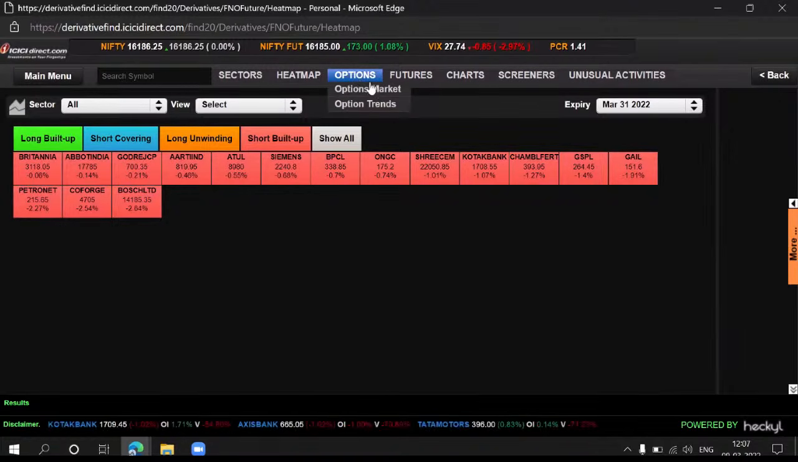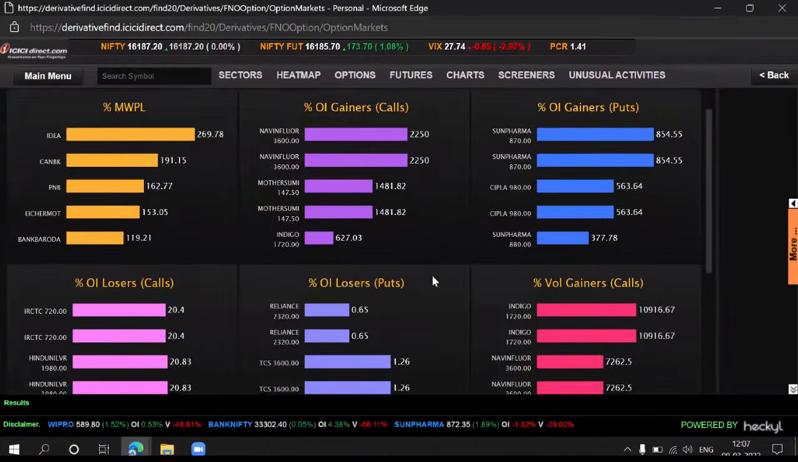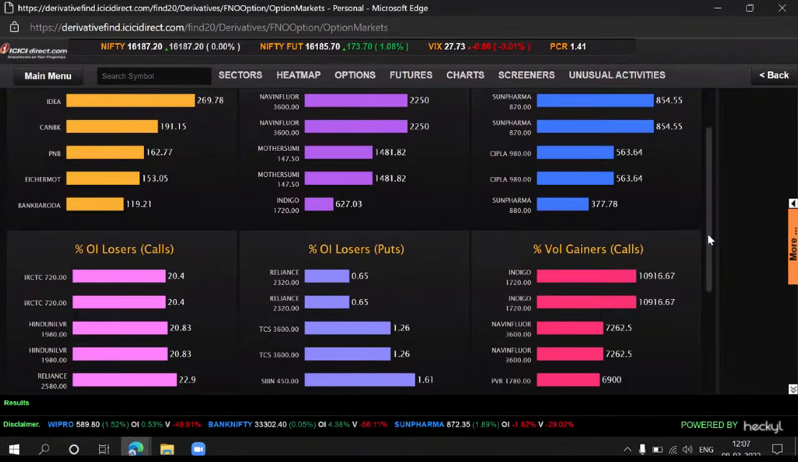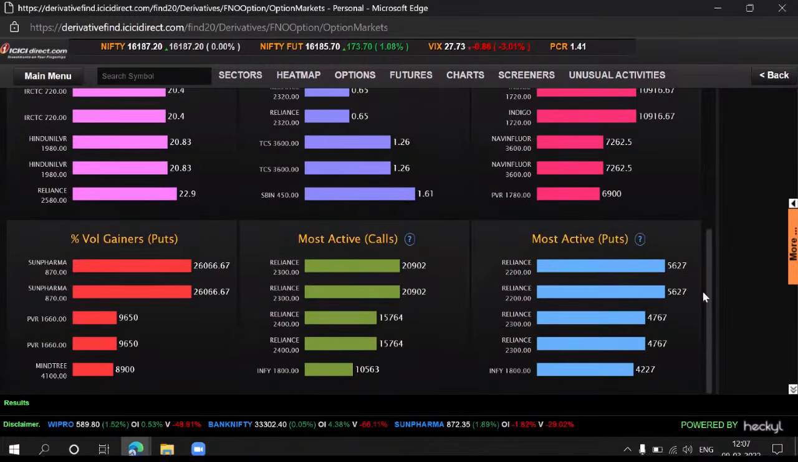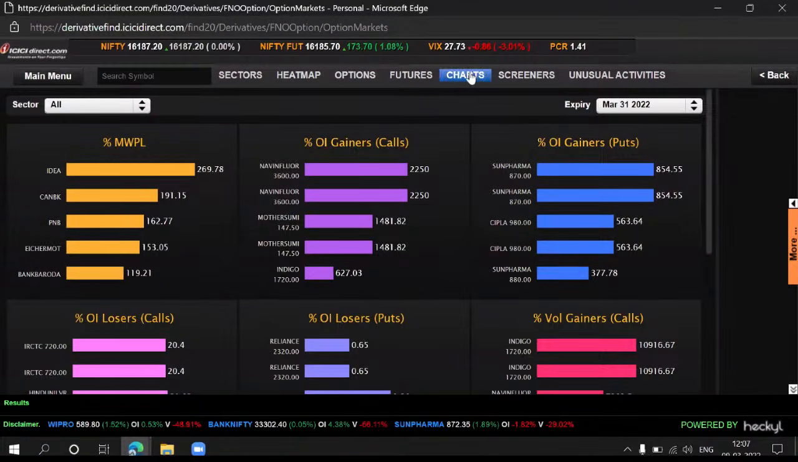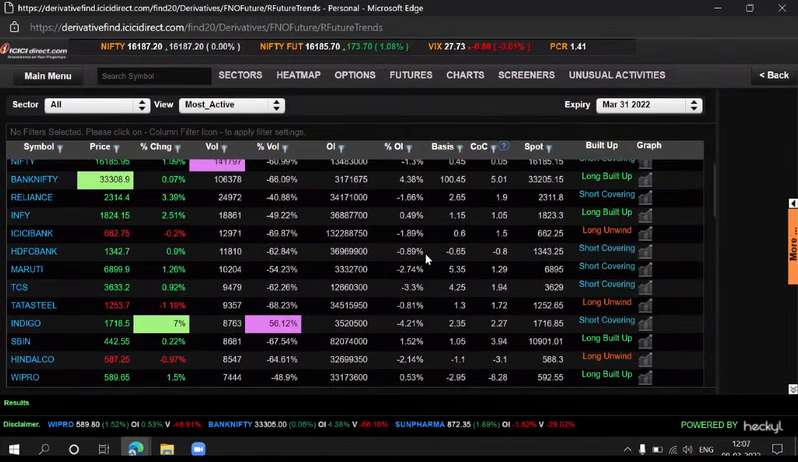Let's click on options market. So you can see here the contract wise OI is available. Just move to each of these screens, features, screeners. Well, let me just take some of the questions for you.